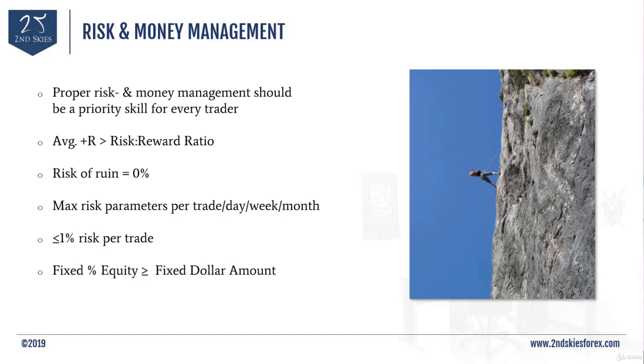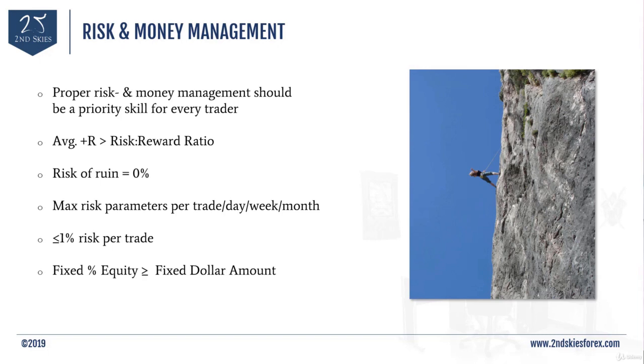In the next slide we'll go over it, but the risk to reward ratio has two numbers, and average plus R is just one number. Average plus R is basically saying how much you make on all your wins and losses, particularly on your wins. When you win, how much are you winning on average? Are you winning 1 times your risk? Are you winning 2 times your risk?